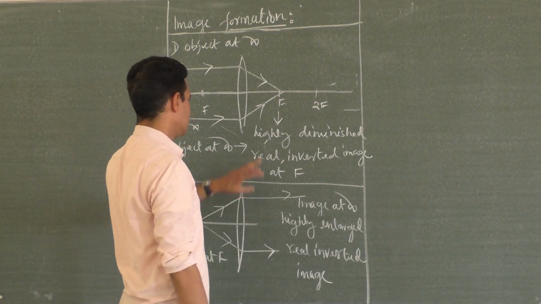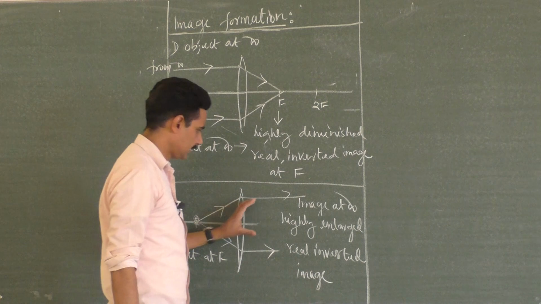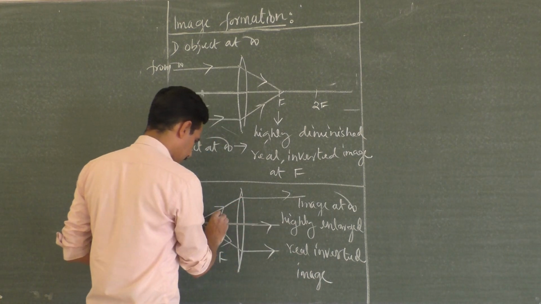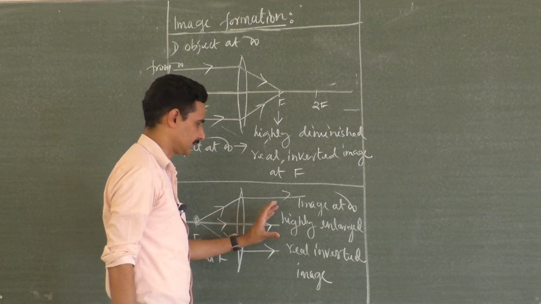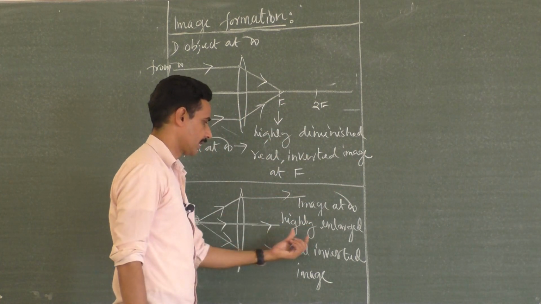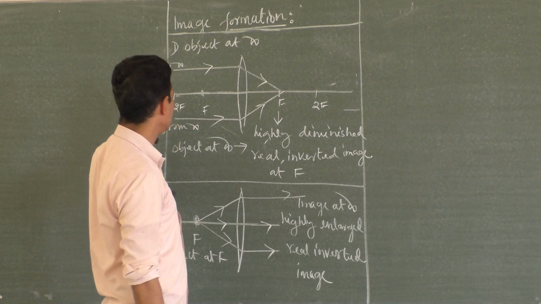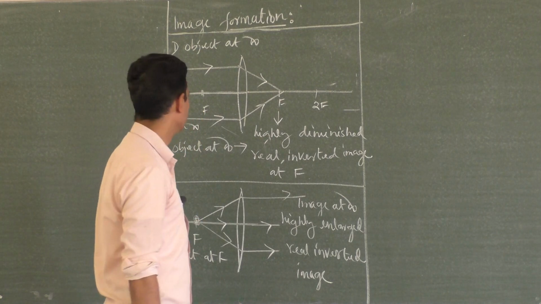Right? So it is quite the opposite case of this. When the object is at focus, the rays which are coming from the object become parallel after refraction. They meet at infinity, producing a highly enlarged, real, inverted image. Okay, now we will come to 2f.